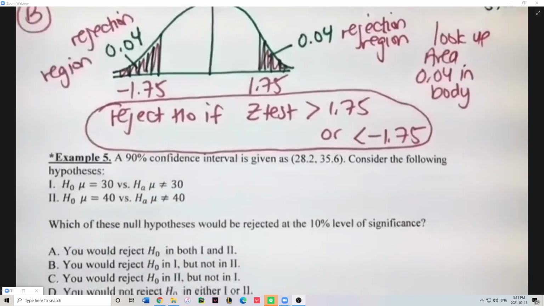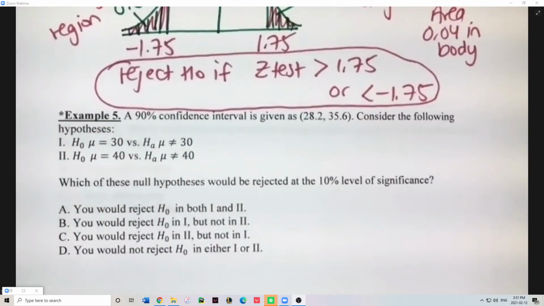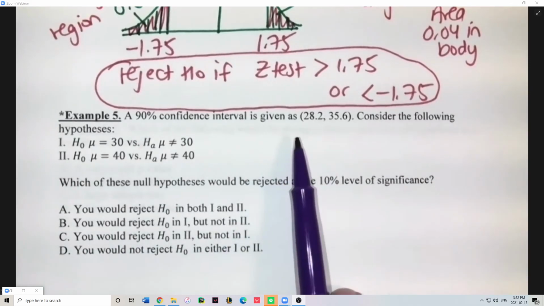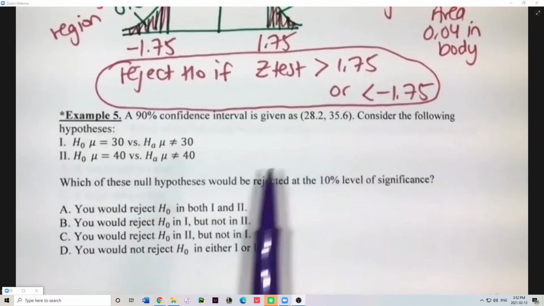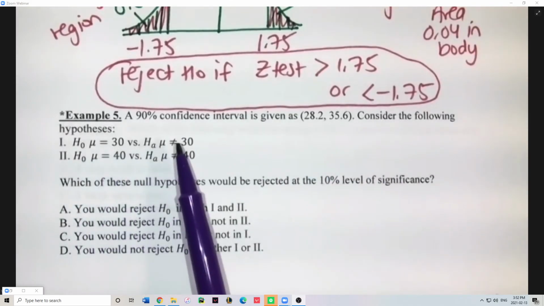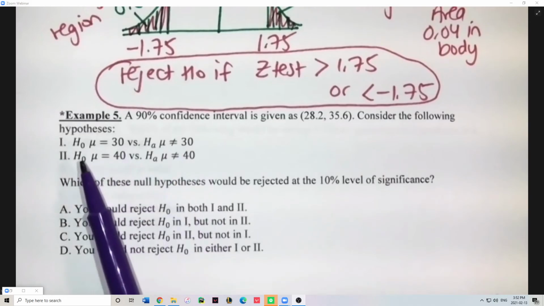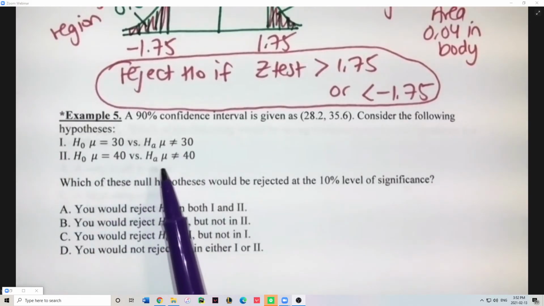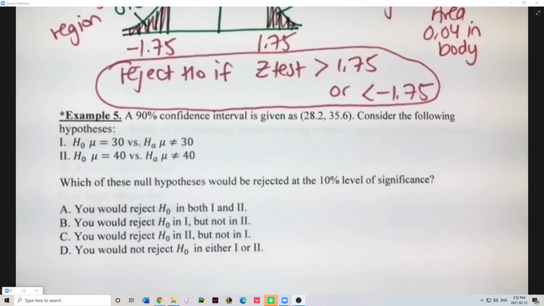Okay, let's do one more and then we'll call it a day here. The last one is pretty hard, so I'd rather do it tomorrow when you're not tired. A 90% confidence interval is given as 28.2 to 35.6. Consider the following: H naught mu is 30 versus HA mu is not 30, and H naught mu is 40 versus HA mu is not 40. Which of these null hypotheses would be rejected at the 10% level of significance? Let's see if you can make your conclusion here.